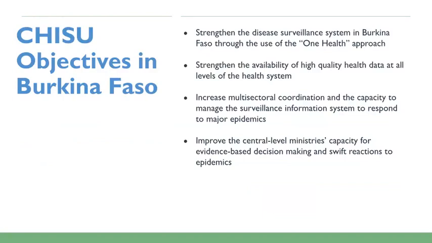The main objectives of the CHISU project are to strengthen the disease surveillance system in Burkina through the use of the One Health approach. Again, to strengthen the availability of high quality health data at all levels of the system. The other objectives are to increase multisectoral coordination and the capacity to manage the surveillance information system to respond to major epidemics, and also to improve the central level on decision-making and swift reactions to epidemics. Next, please.